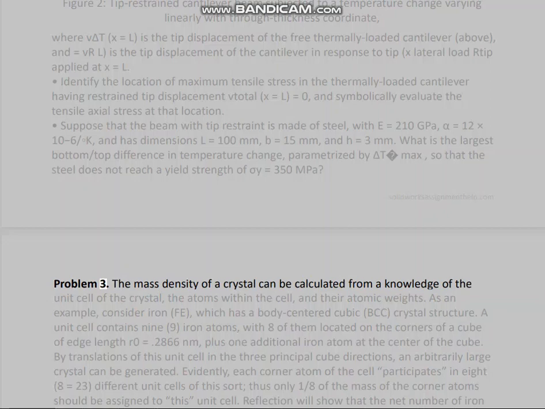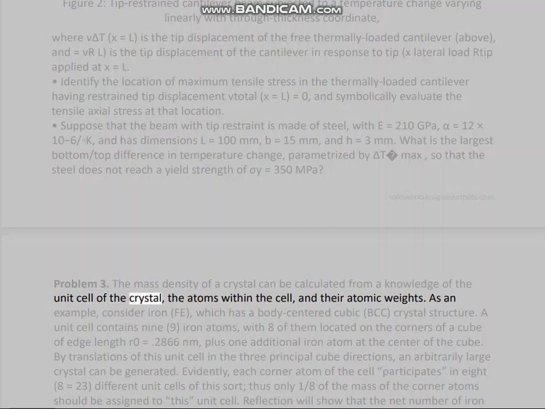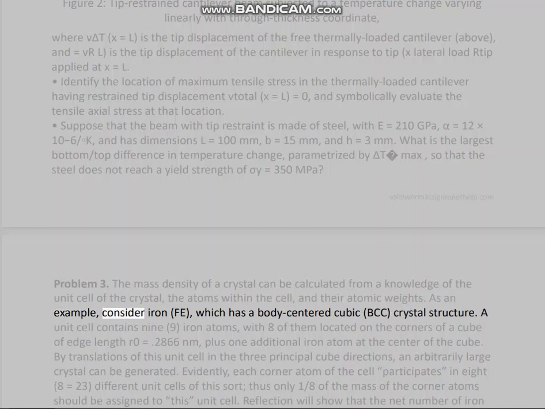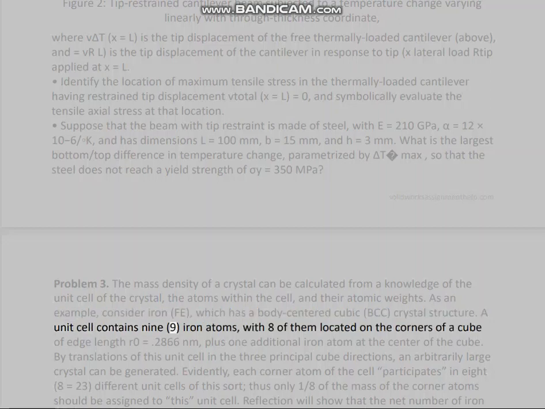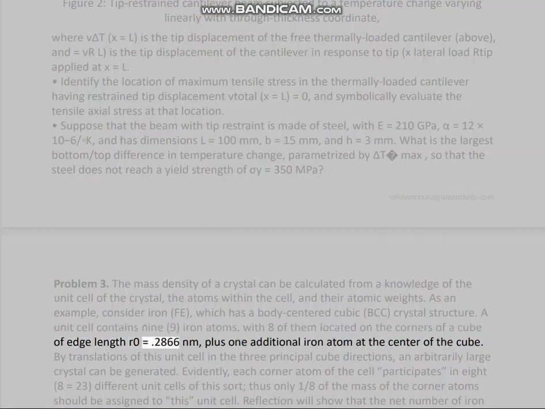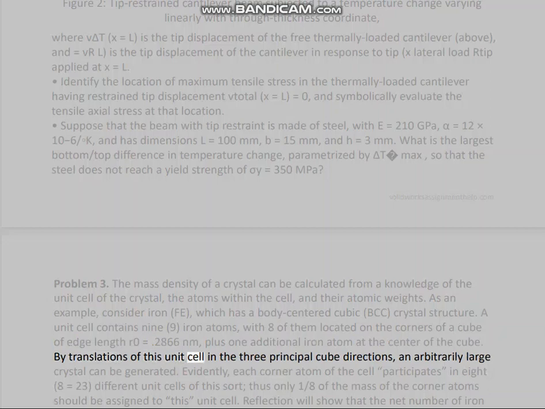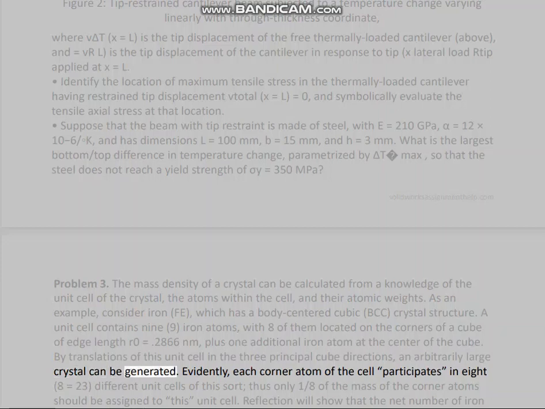Problem 3. The mass density of a crystal can be calculated from a knowledge of the unit cell of the crystal, the atoms within the cell, and their atomic weights. As an example, consider iron, Fe, which has a body-centered cubic, BCC, crystal structure. A unit cell contains 9 iron atoms, with 8 of them located on the corners of a cube of edge length R0 equals 0.2866 nm, plus 1 additional iron atom at the center of the cube. By translations of this unit cell in the 3 principal cube directions, an arbitrarily large crystal can be generated.